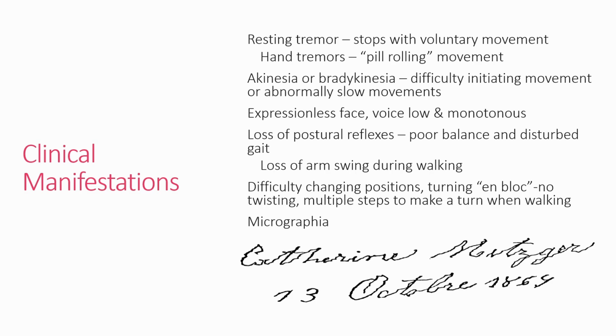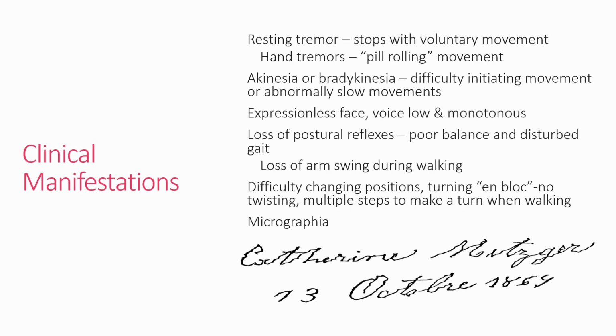Akinesia, bradykinesia: they're having trouble starting movements or slowing down. Expressionless face, it's called masked face. There's no expression in the face. Loss of postural reflexes, so they're hunched over. Loss of arm swing during walking. When people normally walk, there's a normal swing to their arms, but with Parkinson's, they're straight down. They're also going to probably have a wider base when they walk or stand, so they have more balance. They can't balance with their feet together.